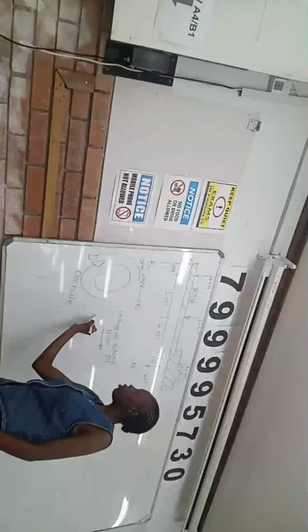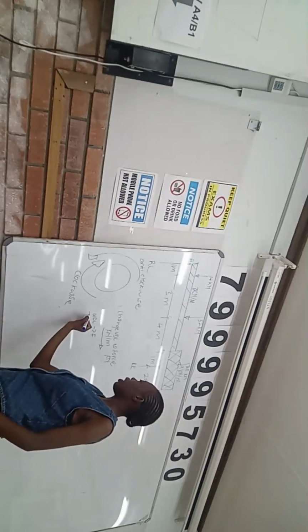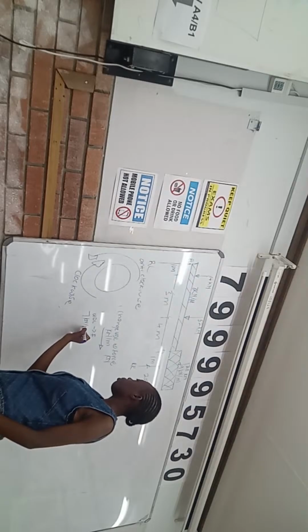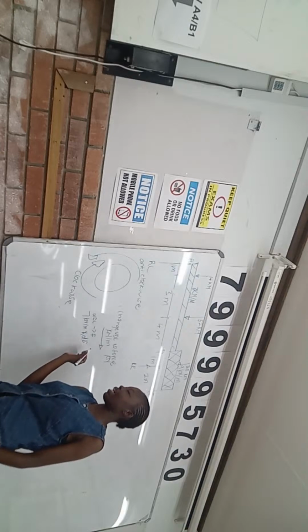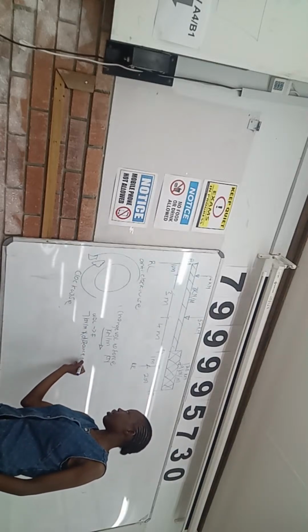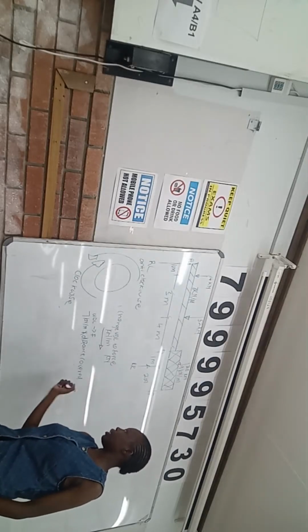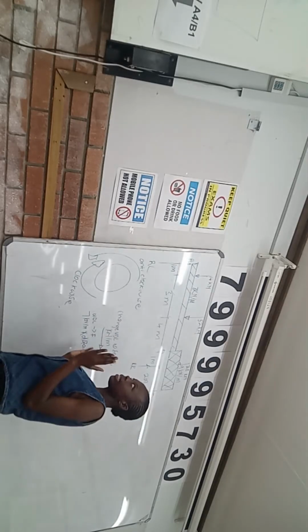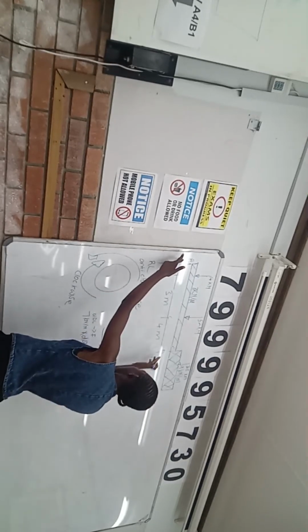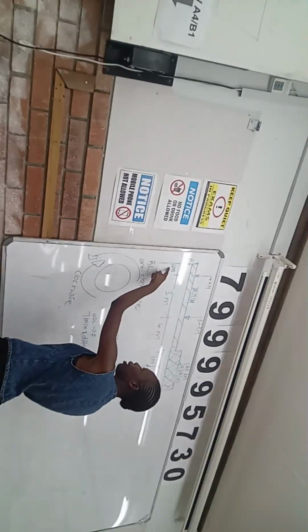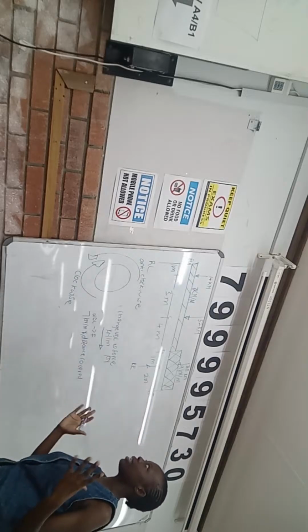When you change UDL to force, you take the UDL, which is 7 kilonewton per meter, and multiply by the distance that the UDL has covered. So here is our UDL, it's 7. What is the distance that the UDL has covered? It's from A up until D. So I'm going to count. It's 1 plus 3, which is 4, plus 4, which is 8. So the UDL has covered a distance of 8.